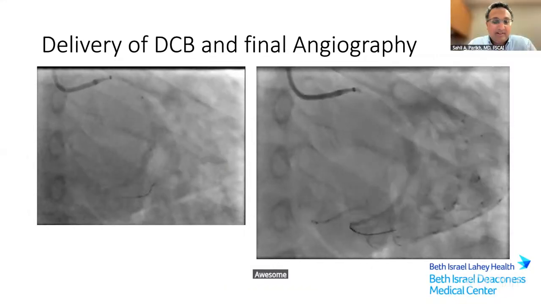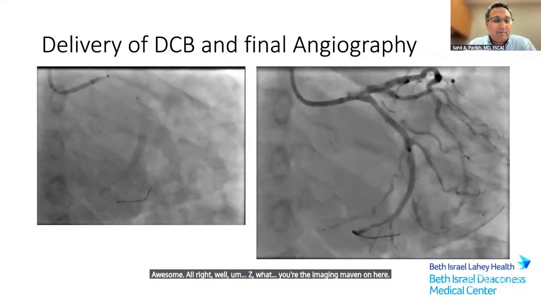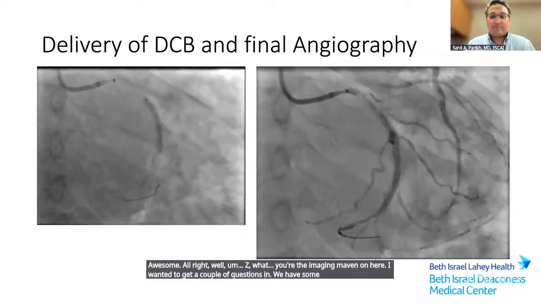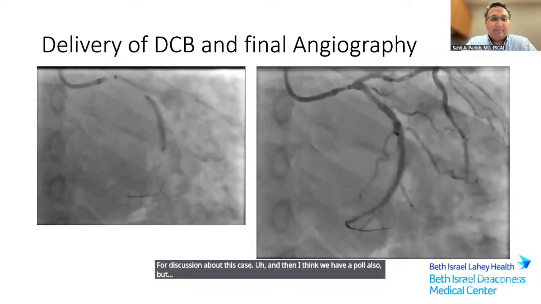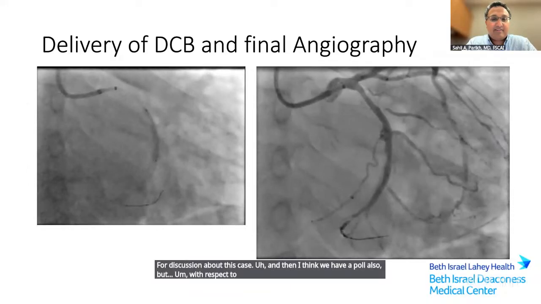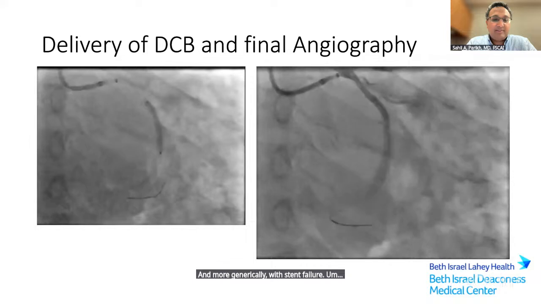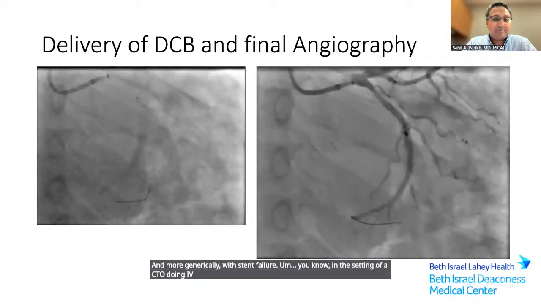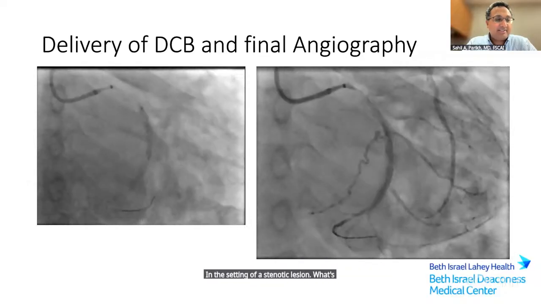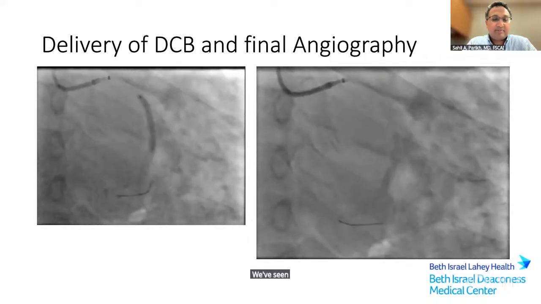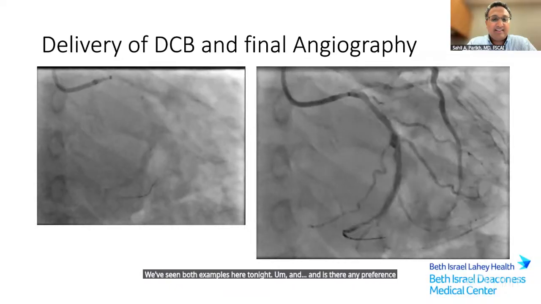Awesome. All right. Well, Z, you're the imaging maven on here. I wanted to get a couple of questions in. We have some time for discussion about this case, and then I think we have a poll also. With respect to this kind of situation, and more generically with stent failure in the setting of a CTO, doing IVUS probably makes sense. But in the setting of a stenotic lesion, what's your feeling about OCT versus IVUS? We've seen both examples here tonight. Is there any preference in your opinion?